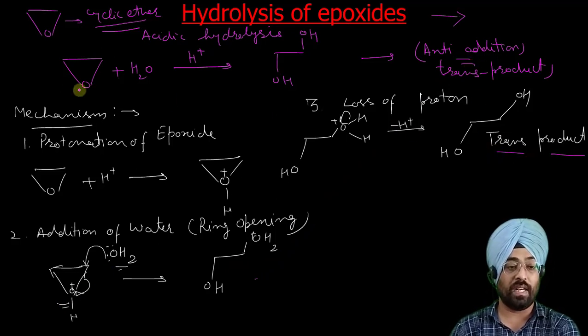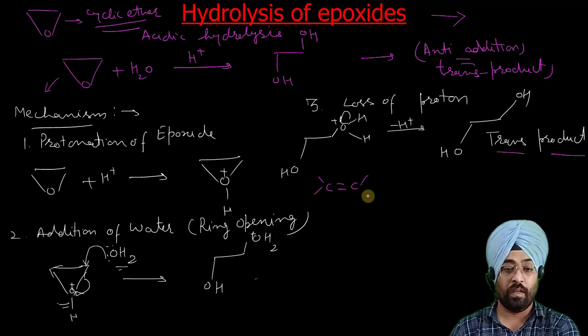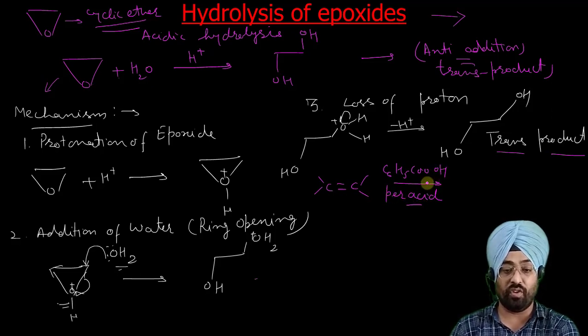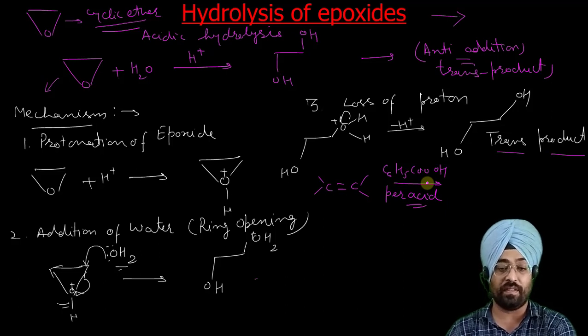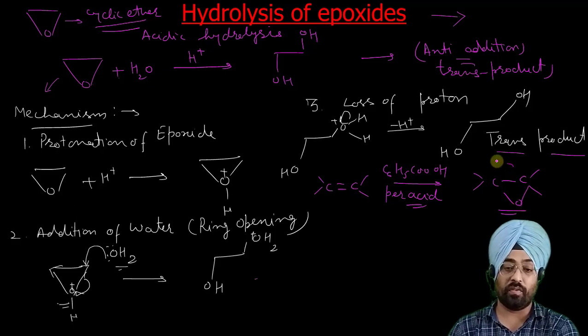Now these epoxides are generated from alkenes. So these alkenes, upon reaction with the per acids, C6H5COOH, this is a per acid. This is called per benzoic acid, or we can have per formic acid. So this gives you your epoxide. So that is how you can generate this epoxide.